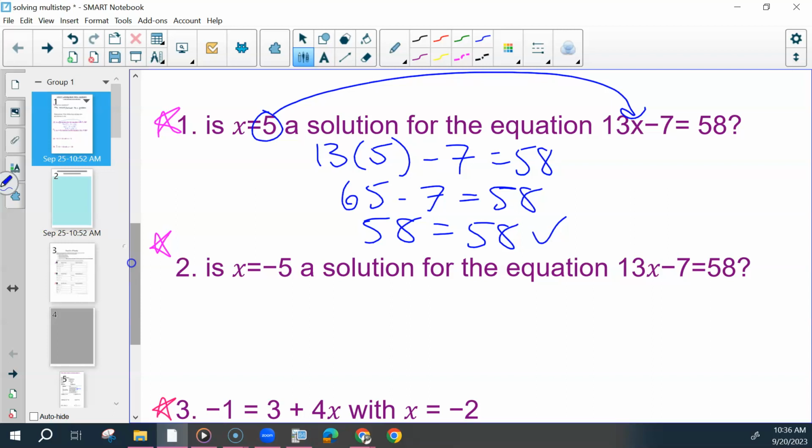This is a good way to check yourself when you are finished solving. Put it back in, see did you get the correct answer or not. If you did, you know you can move on. If you didn't, something's wrong, you have to go back and fix it.